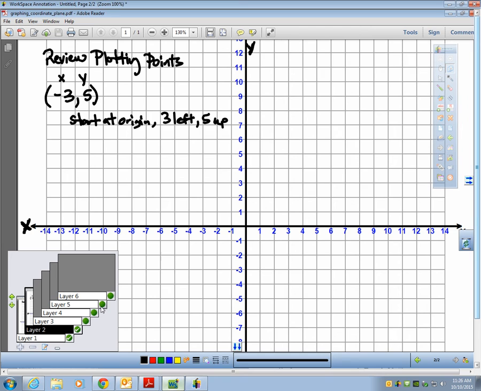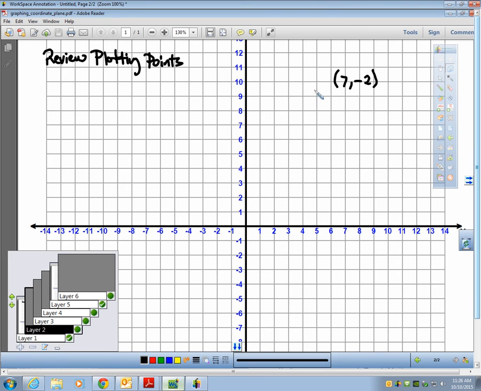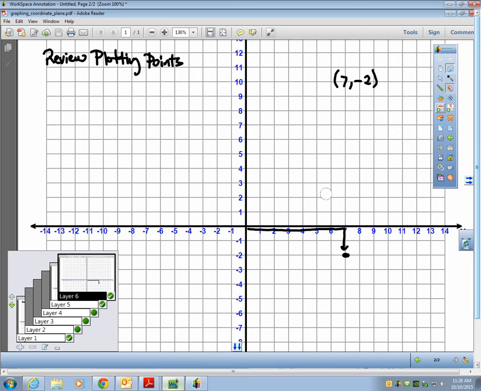Here's another example. What about plotting the point 7, -2? 7, -2 means start at the origin, go 7 right, 2 down, and plot your point. Now again, I just drew these lines on here to show you how I got the 7, -2. You wouldn't actually do that when you're plotting points. You would just go 7 right, 2 down, plot a point. So I hope that answers any questions you might have had on plotting points. We've already plotted some points this year.